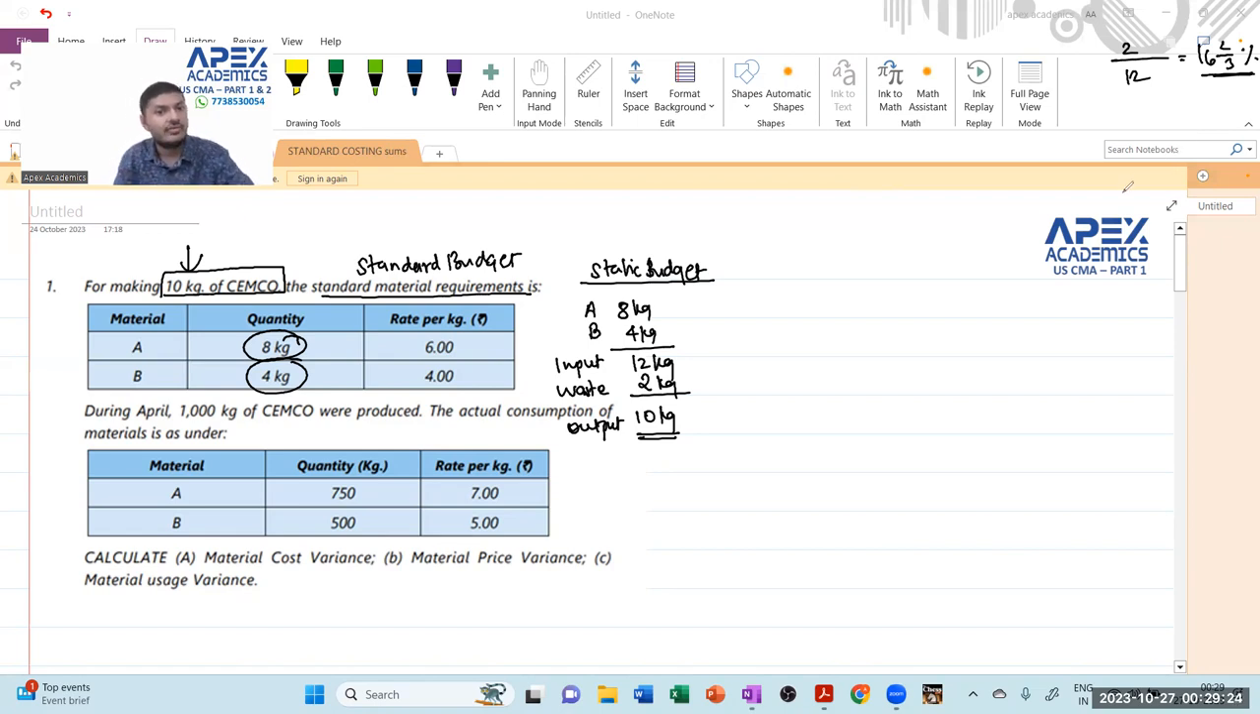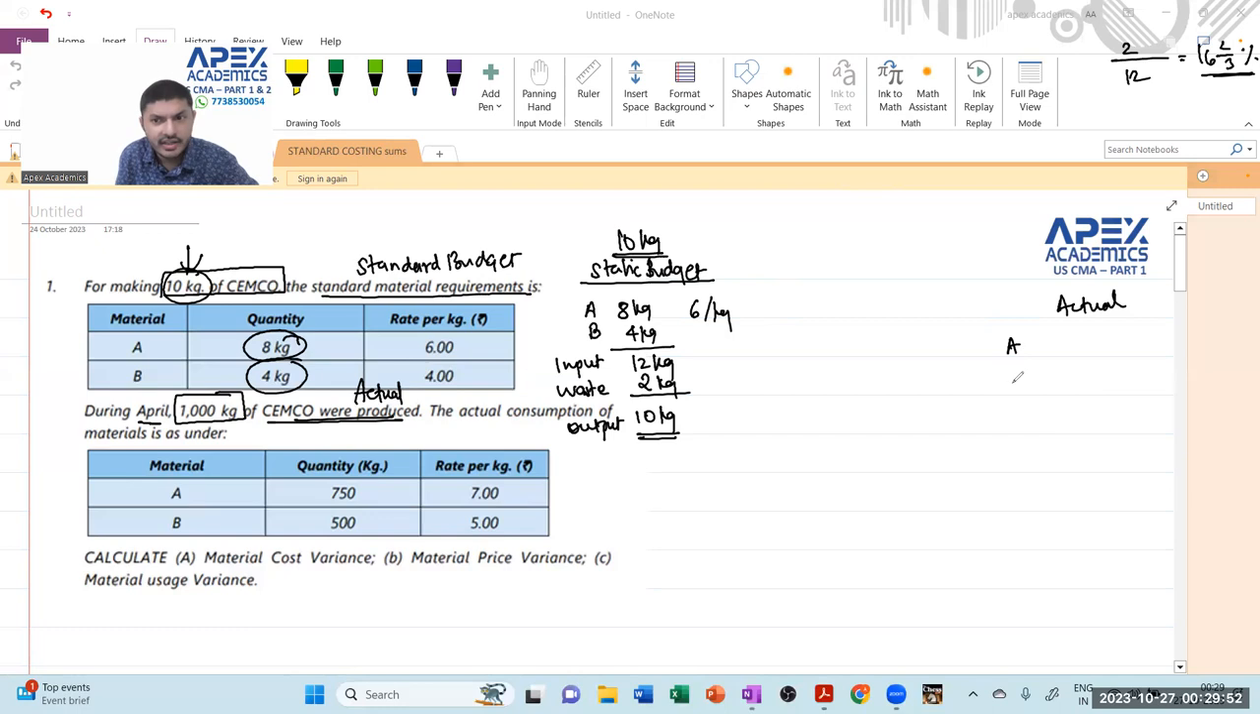This is the static budget. For how many units? For 10 kilograms. 6 per kilogram, 48. Right? But I'm not interested in writing 48 because I can see clearly here that I'm working on 1,000 kilograms actual. During April, this much was produced. Actual. So let's take actual.